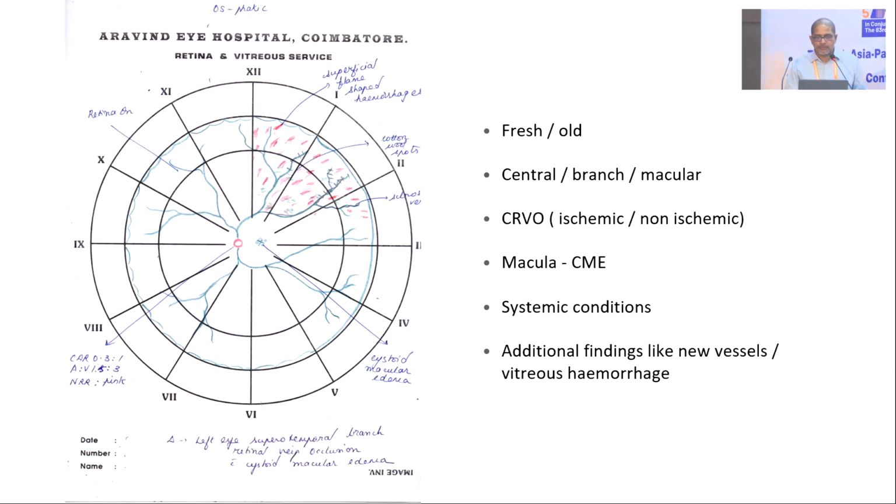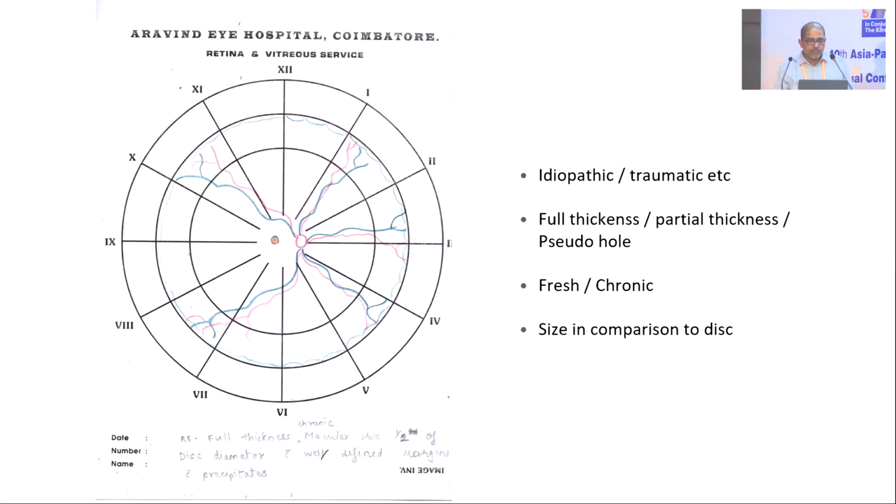So this is a case of vein occlusion. We tell whether it's fresh or old, whether central or branch retinal vein occlusion. If it's a CRVO, you have to mention whether it is ischemic or non-ischemic from the vision, pupil, and the fundus appearance, whether hemorrhages are more or less, and the disc edema and macular edema if present. And you can say that it is a CRVO in a hypertensive patient or a dyslipidemic patient. And additional findings like new vessels or vitreous hemorrhage.